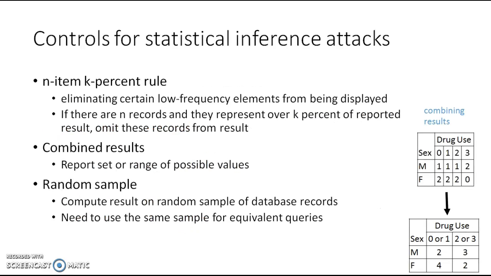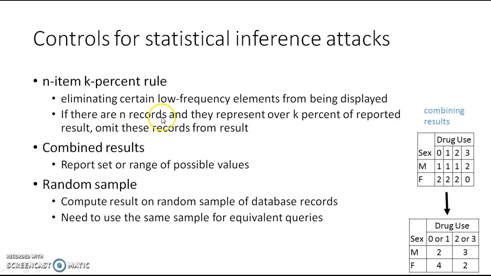Here I will give some examples. One is called the N item and K percent rule. If you have N items, how much percent should be revealed and how much percent should not be revealed? For example, eliminating certain low frequency elements from being displayed. Sometimes the low frequency elements, just like the president salary or vice president salary, or some of the high paid salaries, you can eliminate from being displayed. You can deny showing information about that.